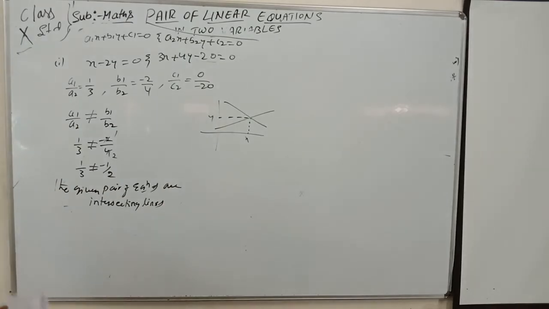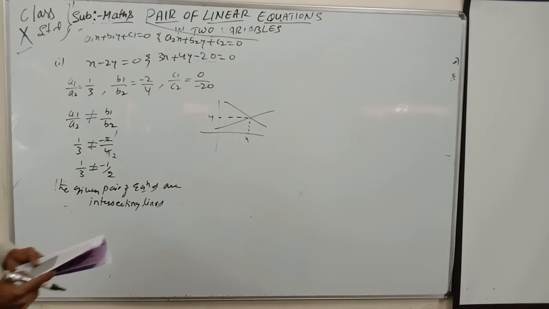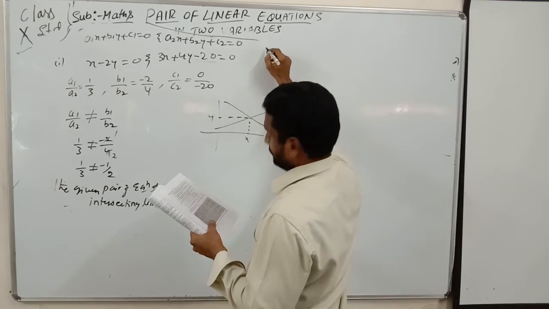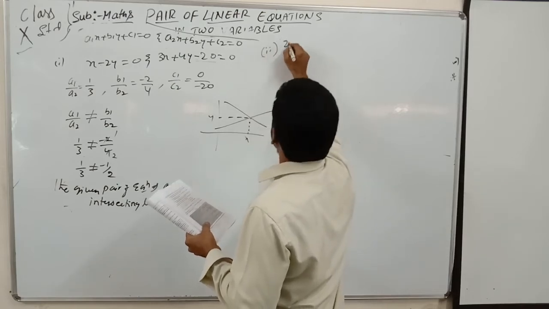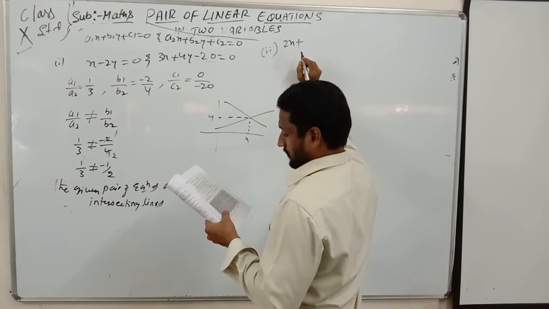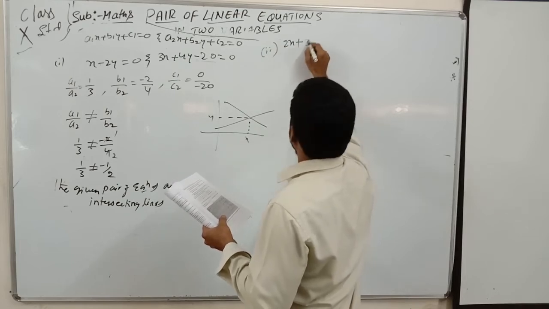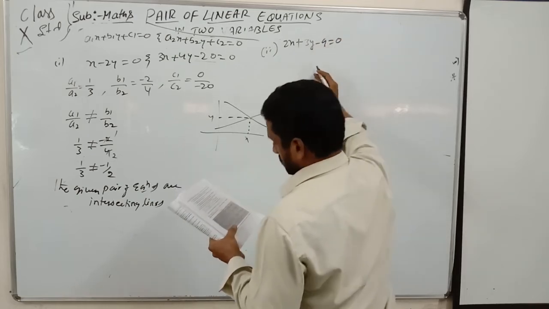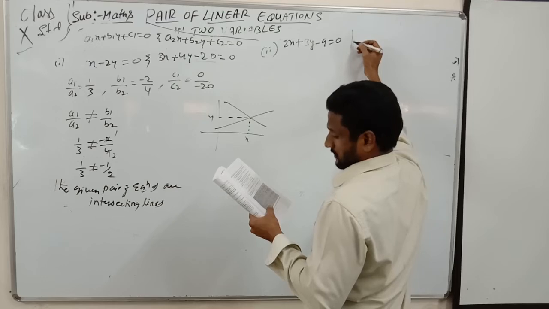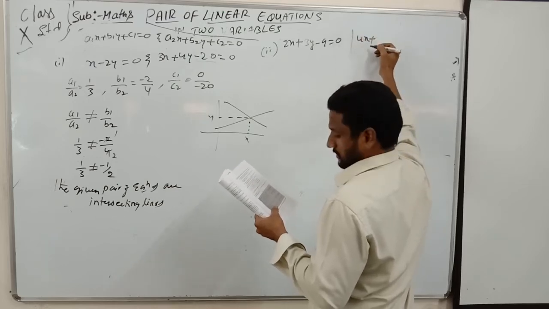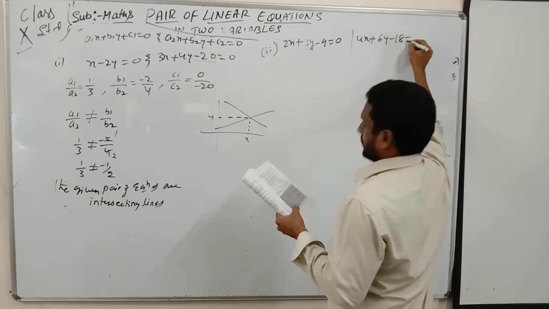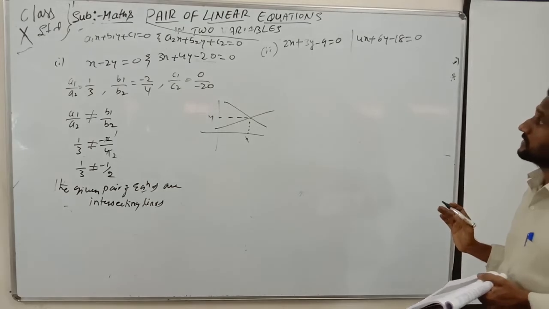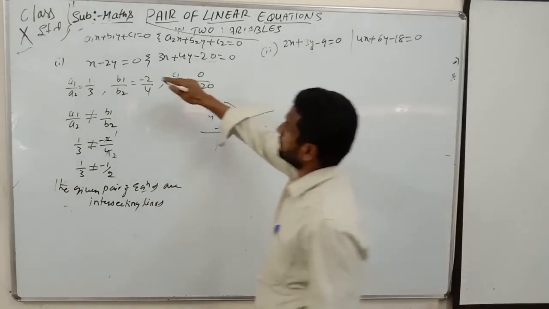So one more I am taking. See here, that is another one, the second one. Second equation: 2x plus 3y minus 9 is equal to 0. One more equation: 4x plus 6y minus 18 is equal to 0. First, check whether it is in standard form or not. Yes, standard form is there.